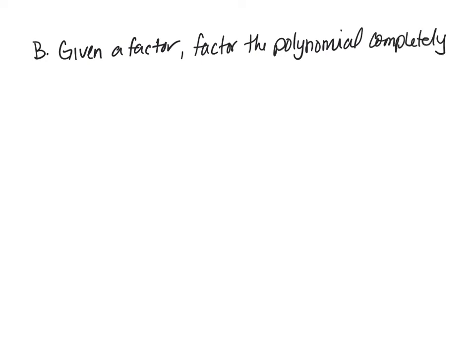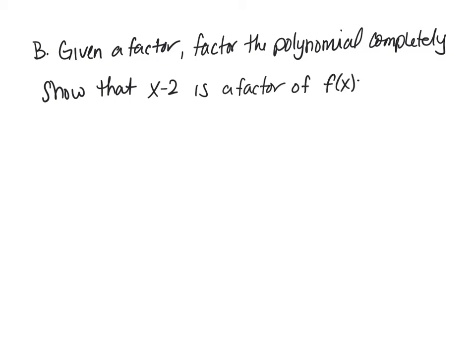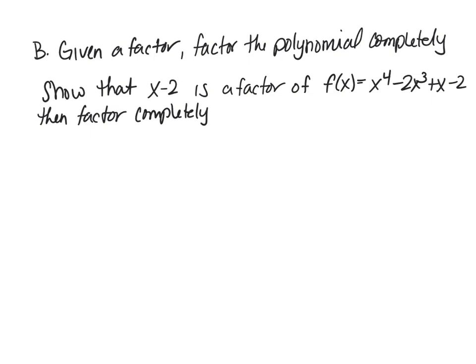So the problem is going to say, show that x minus 2 is a factor of f of x equals x to the 4th minus 2x cubed plus x minus 2, then factor completely. Because if it's a factor, that means it divides evenly, and we can maybe factor what's left. And that allows us to solve polynomials of higher degree that we can't initially factor.